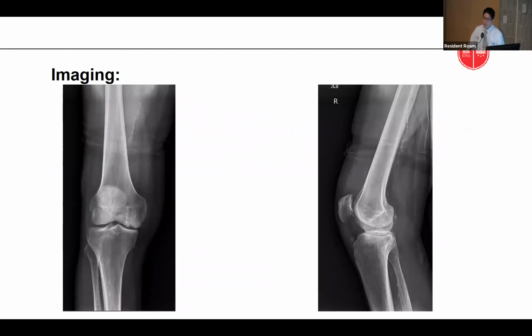So this is the imaging for the patient. This is an AP and lateral view of the patient's right knee. And you can see on the medial condyle an 11 millimeter wedge-shaped radiolucent lesion, which is pretty consistent with osteonecrosis of the knee.